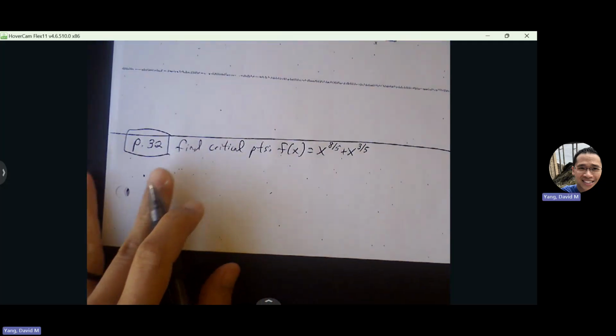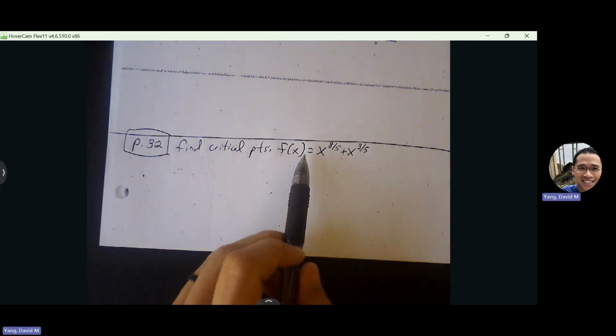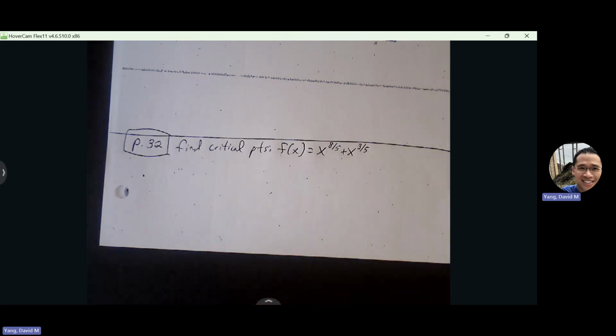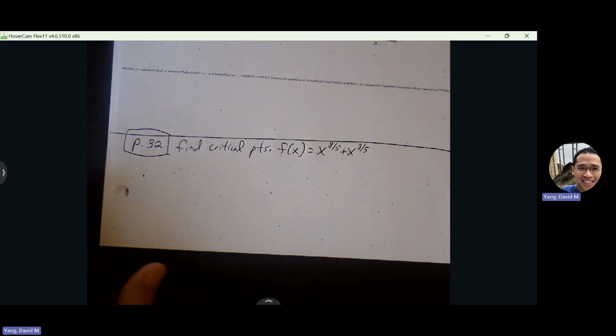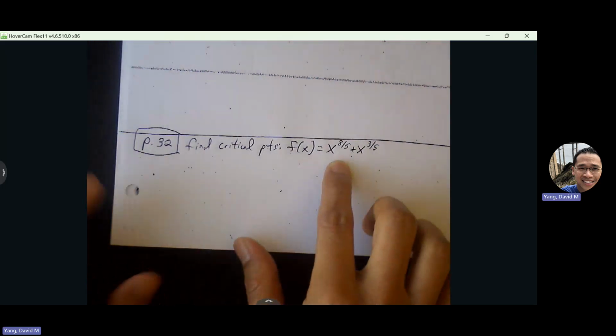x to the 8/5 plus x to the 3/5. So the whole process here is you're going to find f prime, but you're going to end up with two separate fractions that we have to involve common denominators to merge them into the same fraction. And once you get your f prime down to one fraction, you can set the numerator equal to 0, denominator equal to 0, and those are your critical points. So, okay, let's try that process.